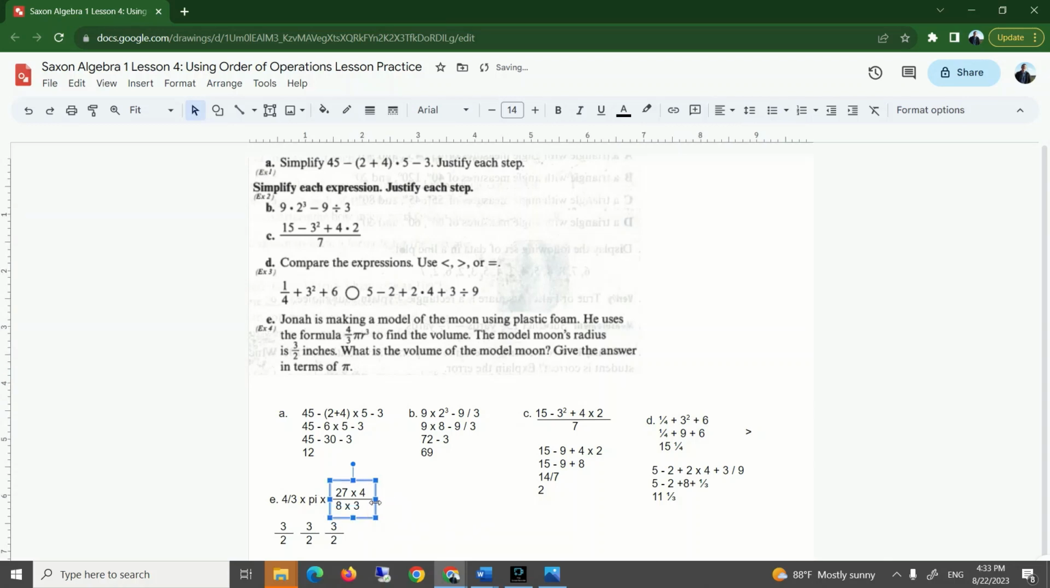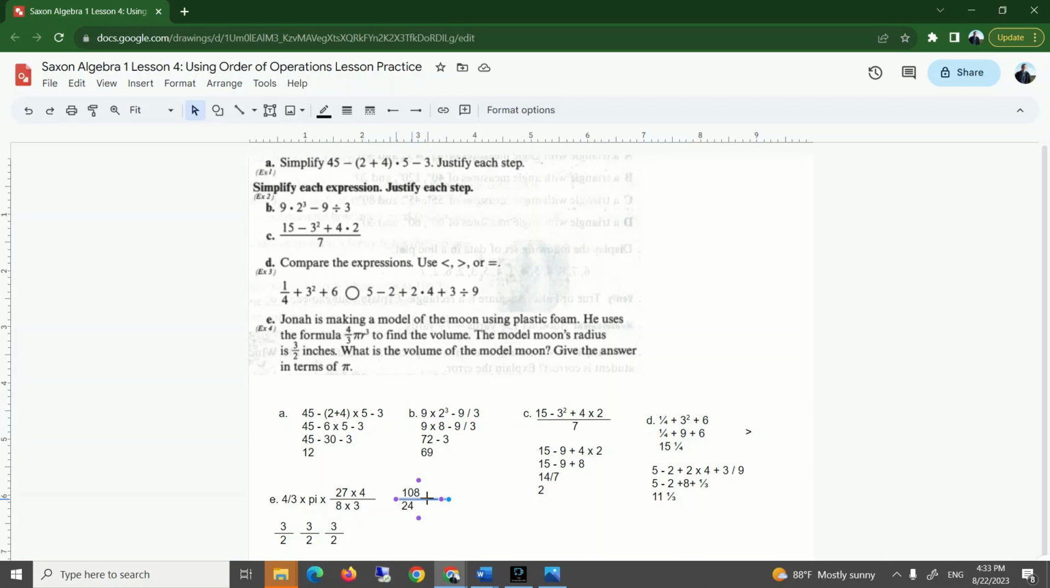I'm going to try to do this one in my head. 27 is almost 25. It's 2 greater than 25. 25 times 4 is 100. 27 times 4 is going to be 2 times 4 greater, 8 greater, so that's going to be 108. And then 8 times 3 is 24. Now, 108 over 24 is not a reduced fraction. Let me think about that for a second. I can divide both of those numbers by 4, right? So let's think about that.